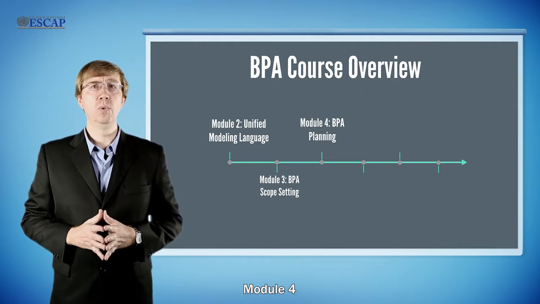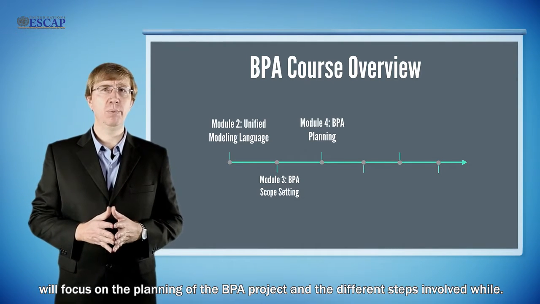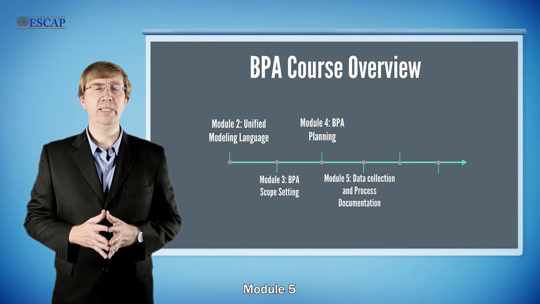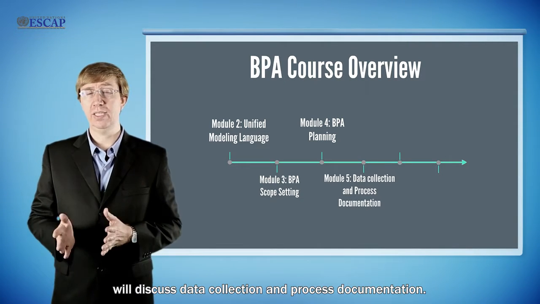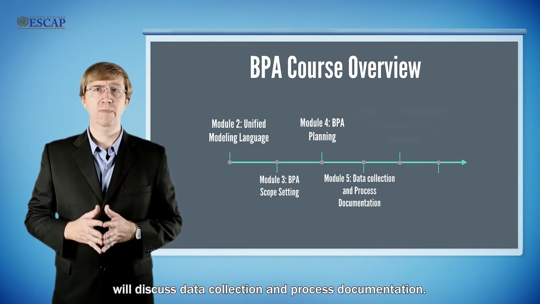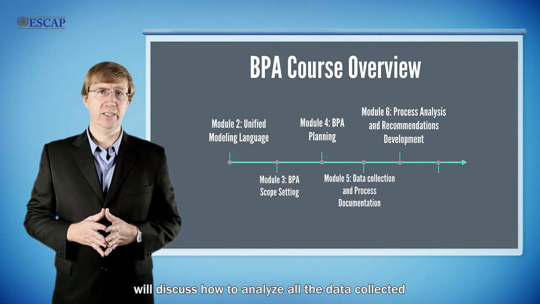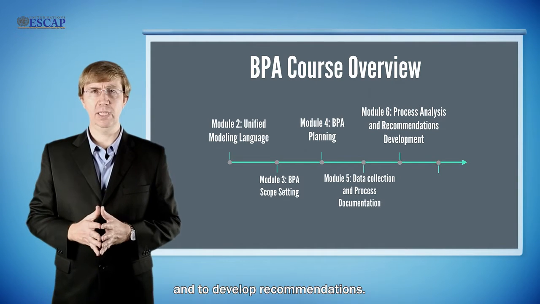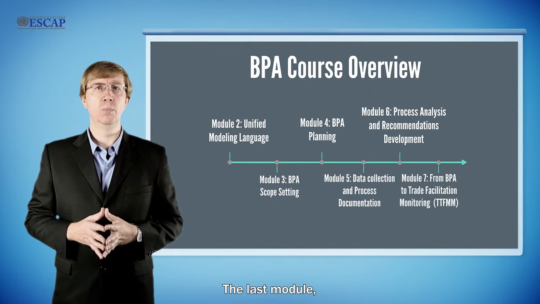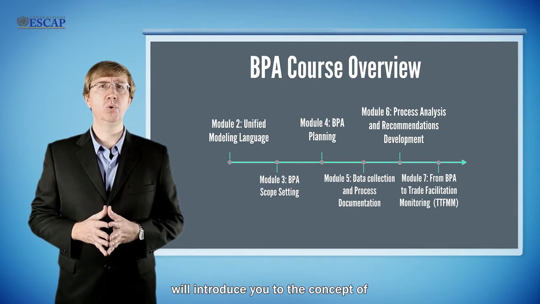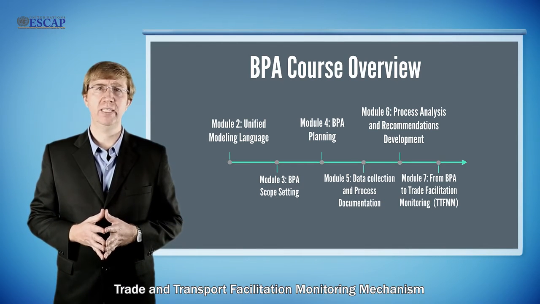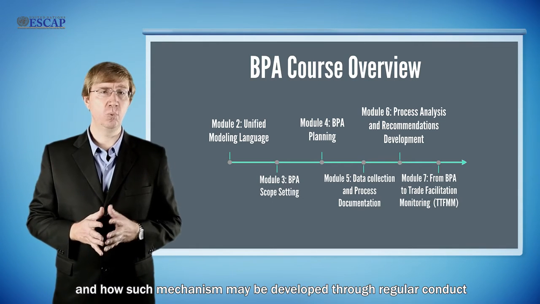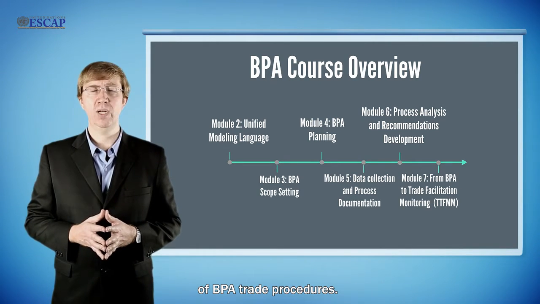Module 4 will focus on the planning of the BPA project and the different steps involved, while Module 5 will discuss data collection and process documentation. Finally, Module 6 will discuss how to analyze all the data collected and to develop recommendations. The last module, Module 7, will introduce you to the concept of trade and transport facilitation monitoring mechanism and how such mechanism may be developed through regular conduct of BPA of trade procedures.